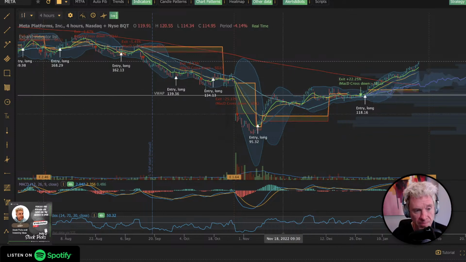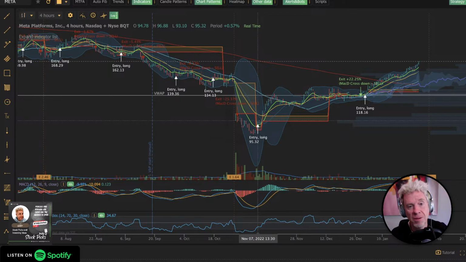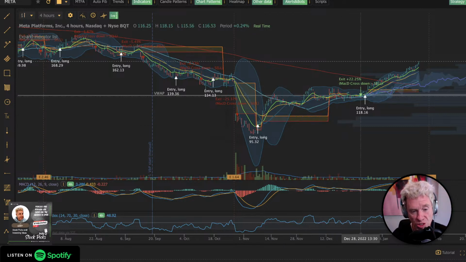The algorithm, we had a buy on November 7th at $95. You got out with a 22% gain on December 28th. But then 2 days later, December 30th, got you back in at 118. You're still in that 118 buy at 150. It's at 150. Their earnings are next week. The RSI is at 79.